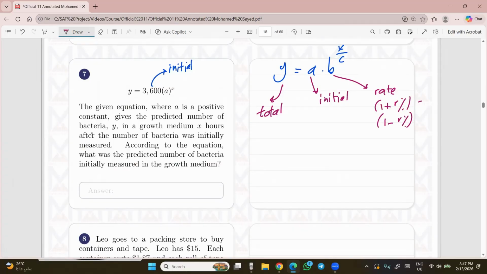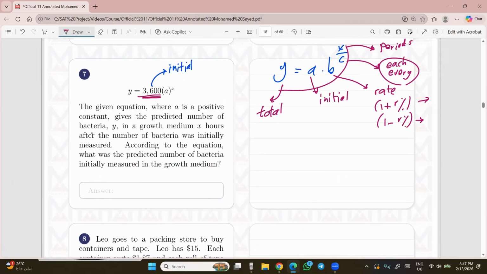This is called growth, or increasing. This is called decay, which is decreasing. What about x? It is the time, or the periods of time. And this c here is always associated with the word each, or every. So remember that, and we also apply this system here in our question.